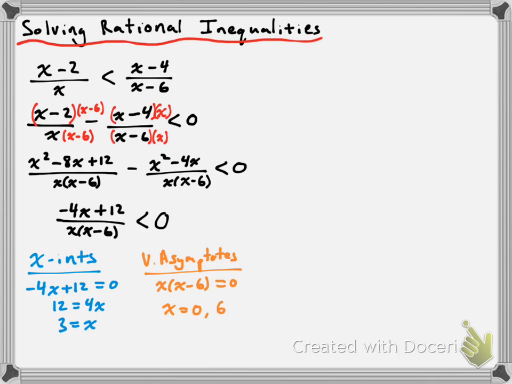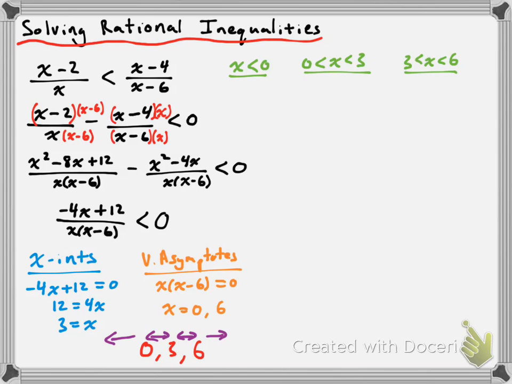So that means that we're going to be creating intervals out of the values 0, 3, and 6. To create our intervals, we're going to want to check values on the left side of 0, between 0 and 3, between 3 and 6, and after 6. So to the left of 0, that's x values which are less than 0, right? So x is less than 0 is our first interval. Between 0 and 3, that's 0 is less than x is less than 3. Between 3 and 6, that's 3 is less than x is less than 6. And x values bigger than 6, that's just x is greater than 6.